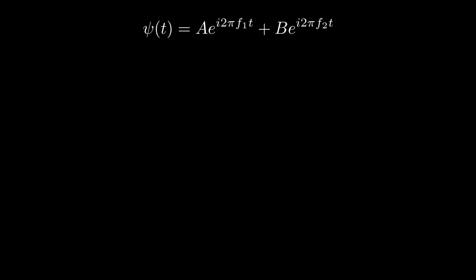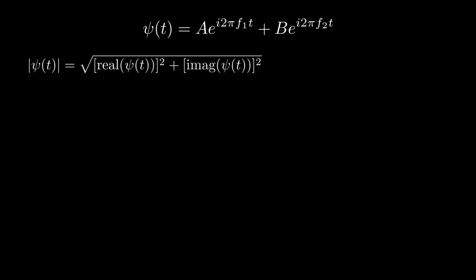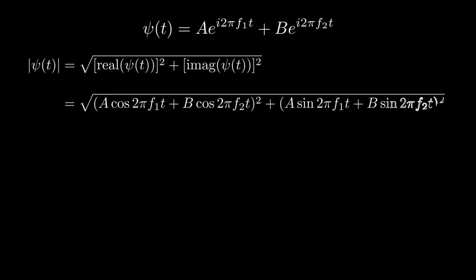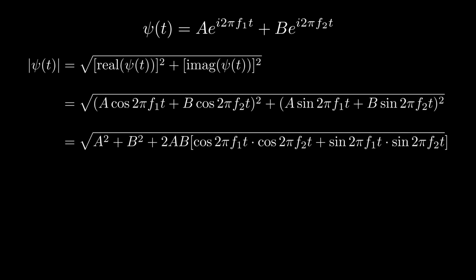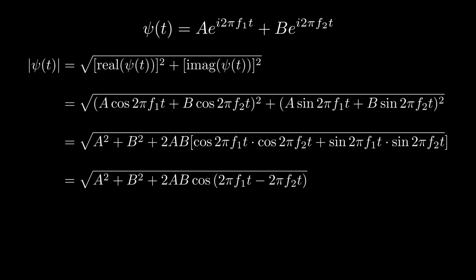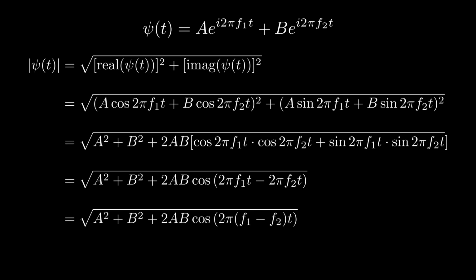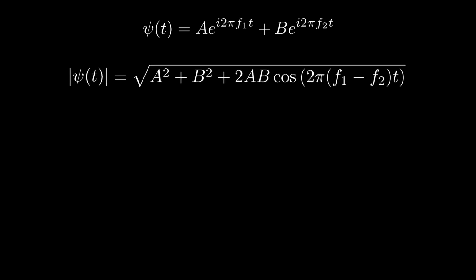Again, using the same methods as before, we take the modulus of psi. This time, we have the individual amplitudes in our expression. We expand here again and combine the like terms, and we use our nice cosine identity here as well. In the end, we end up with this expression here. The amplitude of psi is equal to the square root of A squared plus B squared plus 2AB times the cosine of 2 pi times f1 minus f2 times t.